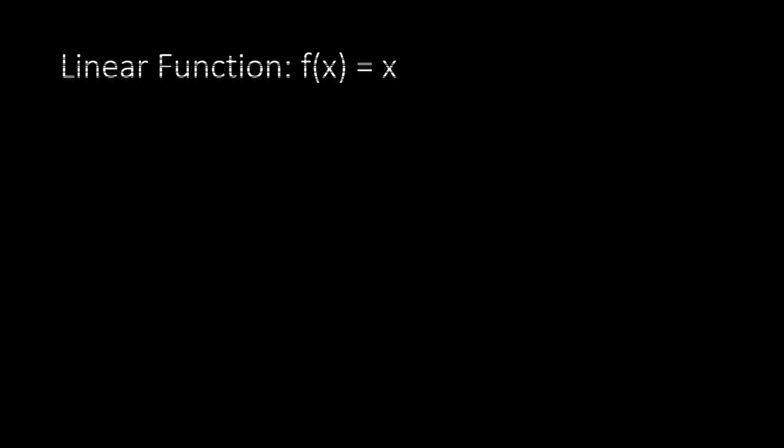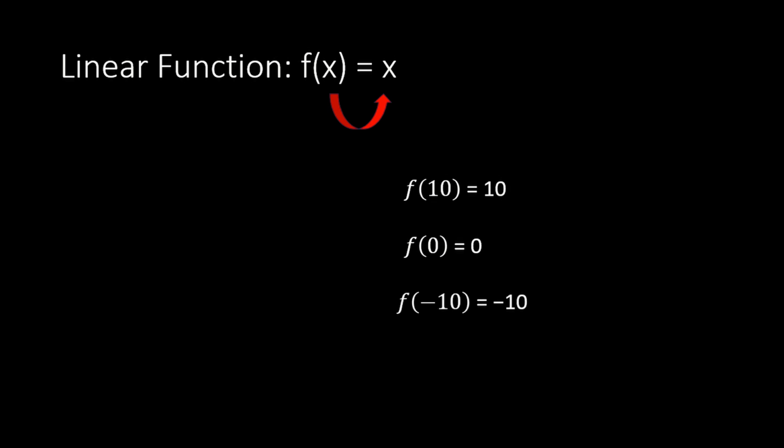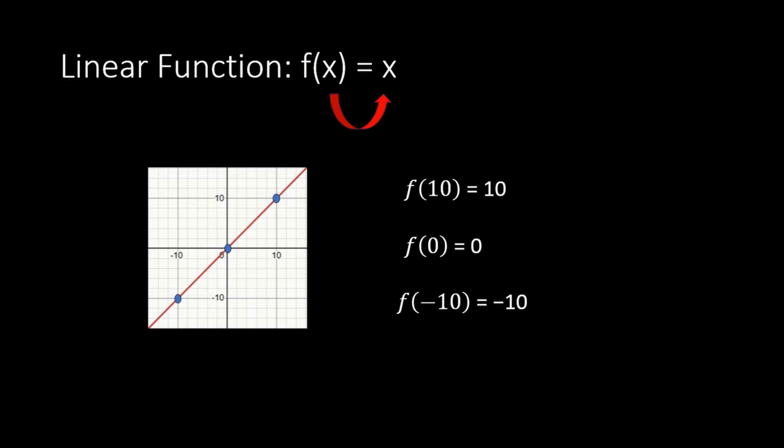Next, let's look at the different types of functions. This season is just an introduction, but in future seasons, we will dive deeper into their properties and relationships. Linear function. This is f(x) equals x. A linear function gives you the same output as the input. For example, if you input 10, you get 10. If you input 0, you get 0. If you input negative 10, you get negative 10. To graph it, just pick a few inputs, calculate their outputs, and plot them. Connect the points, and you get a straight line.